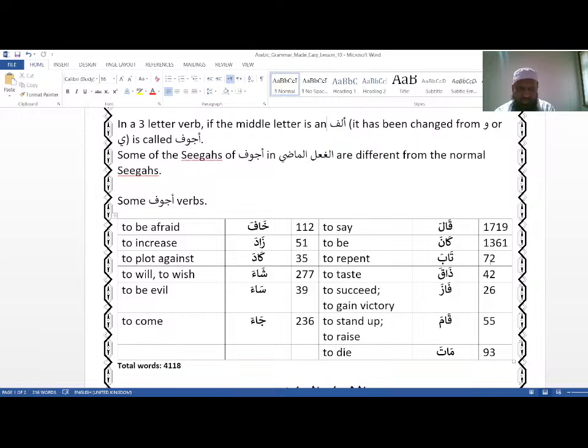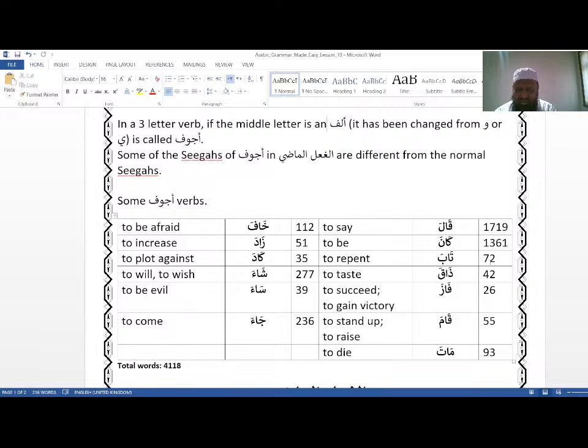They are called Ajwaf when the middle letter is an alif. Qala, to say. Kana, to be. Taba, to repent. Dhaqa, to taste. Faza, to succeed, to gain victory. Qama, to stand up, to rise. Mata, to die. Khafa, to be afraid. Zada, to increase. Kada, to plot against. Sha'a, to will, to wish. Sa'a, to be evil. Ja'a, to come.